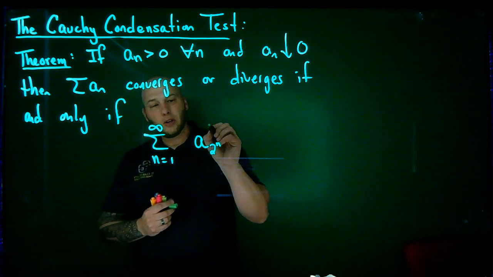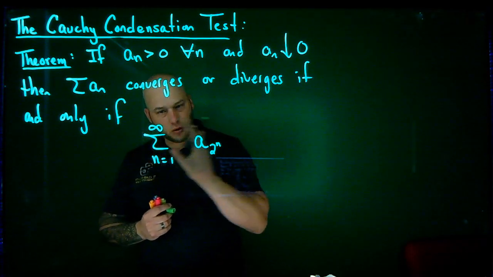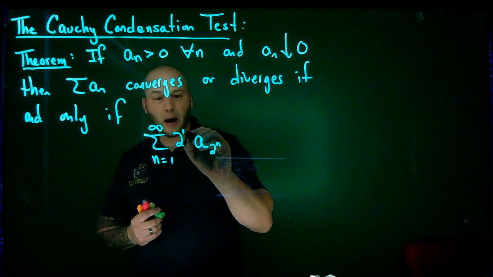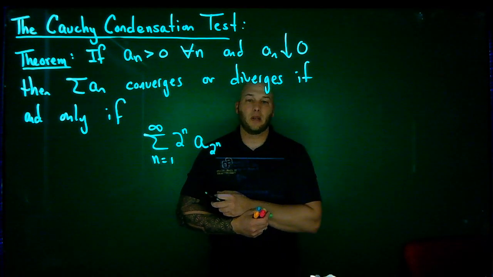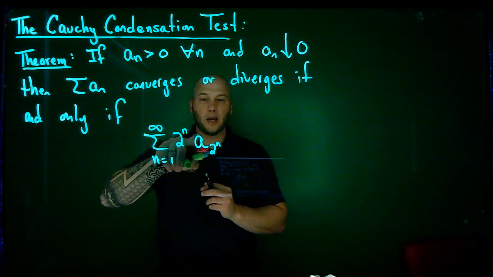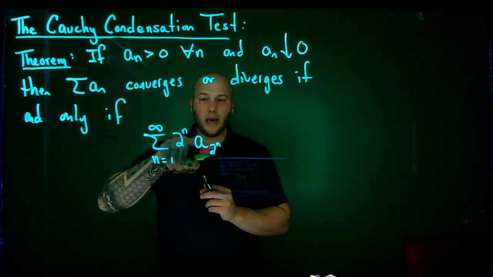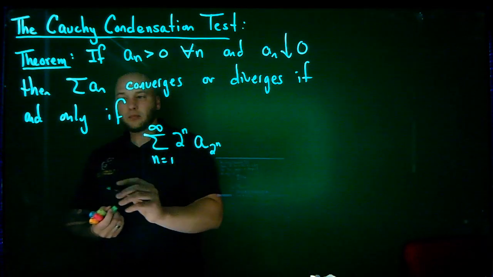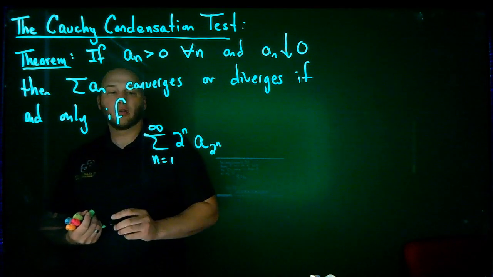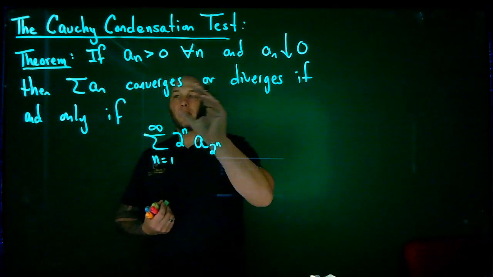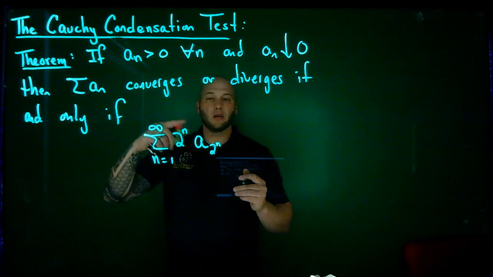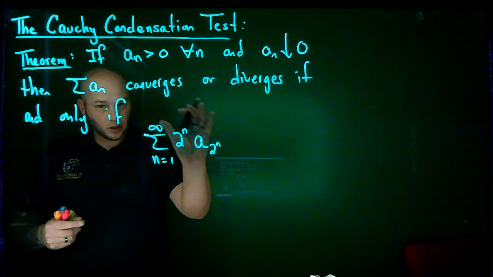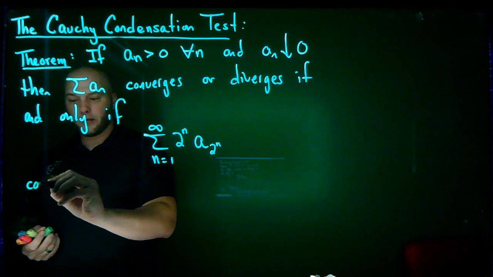Now, I have to do more than just extract those terms. I also have to multiply by the value of the index. So it'd be 2a_2, 4a_4, 8a_8, so on and so forth. That series converges or diverges if and only if the original series converges or diverges. So let me see what we have here. a_n is positive for every n, decreasing to 0. The original series converges or diverges if and only if this new series converges or diverges.